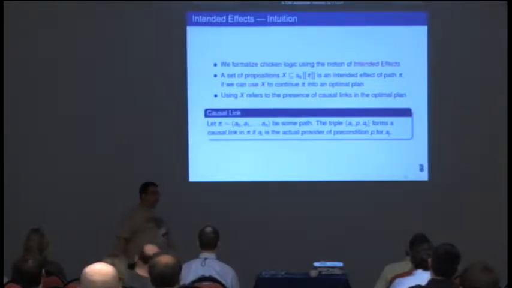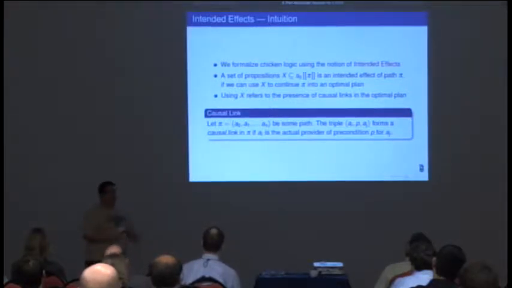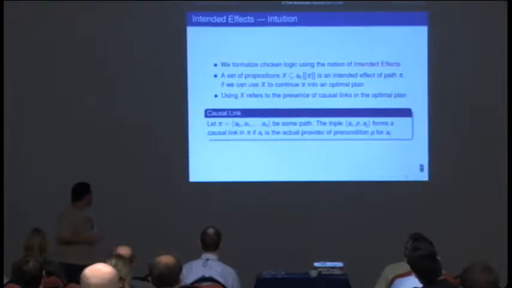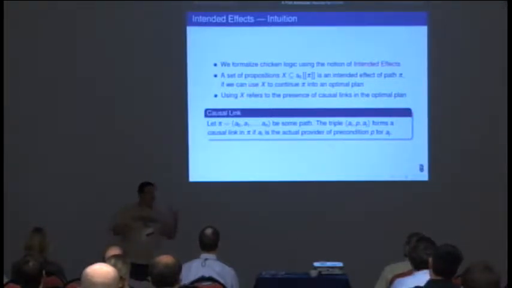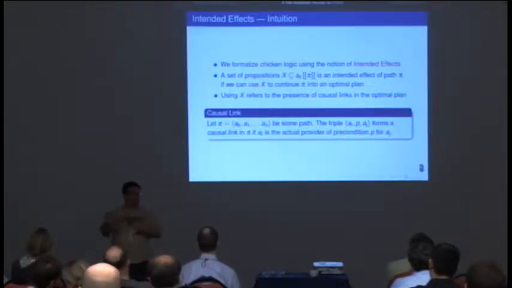So we formalize this using causal links. By using X, we mean that there's a causal link between pi and the continuation that consumes something in X. I'll show that later. So first of all, causal link, just in case somebody missed that the last 3 times we had it at this conference. If pi is some path, then the triple (AI, P, AJ), where P is a proposition, is a causal link if AI achieves P, AJ is preconditioned on P, and there's nothing that interferes with P in between them. So nothing deletes P between AI and AJ.